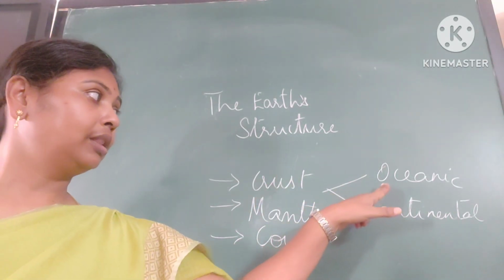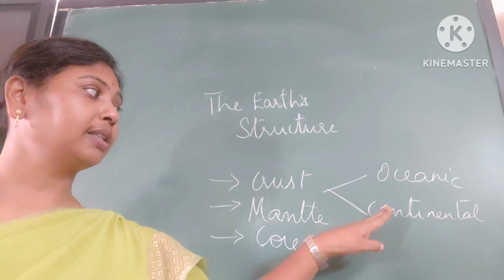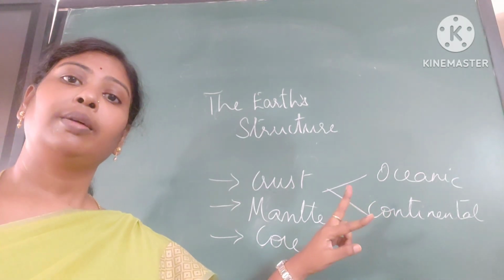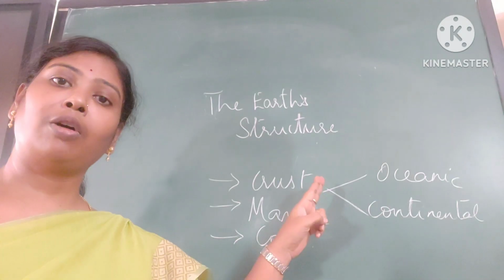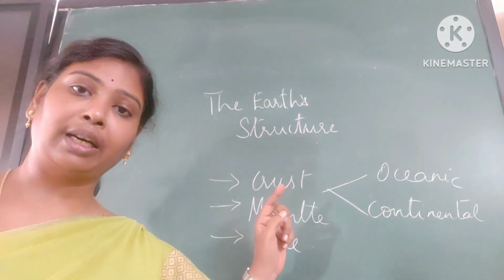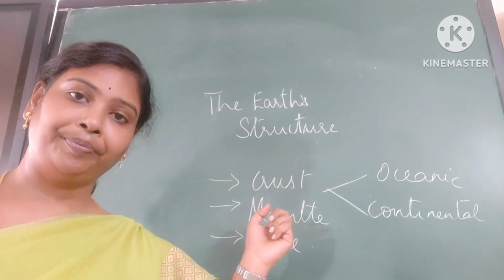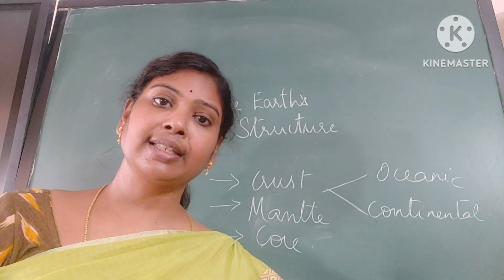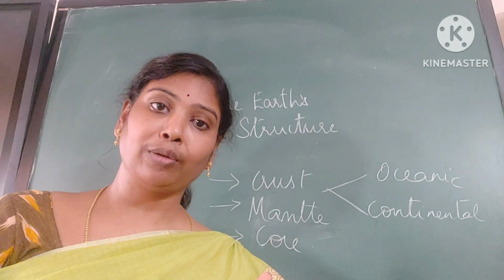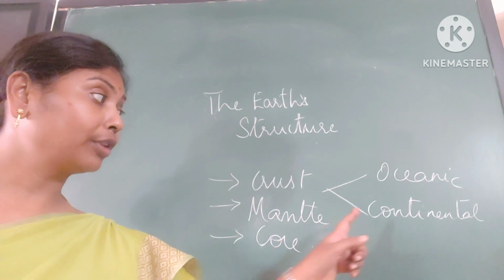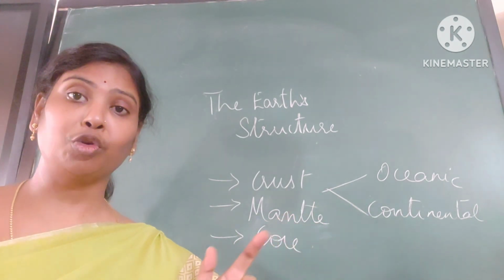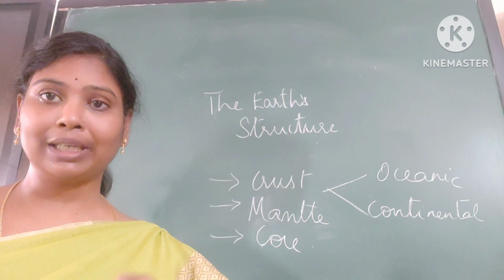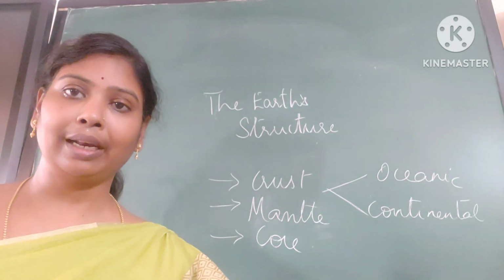The thickness and composition of the oceanic crust and continental crust also differ, right? The thickness of the oceanic crust is about 5 to 10 kilometers, whereas the continental crust is much thicker. It is about 20 to 70 kilometers thick, right?